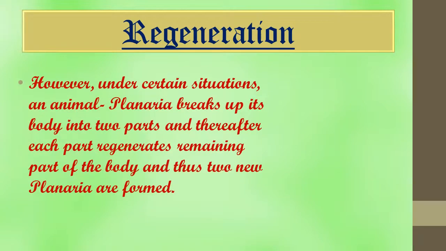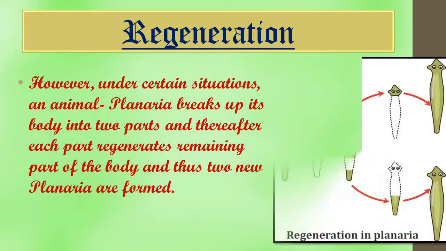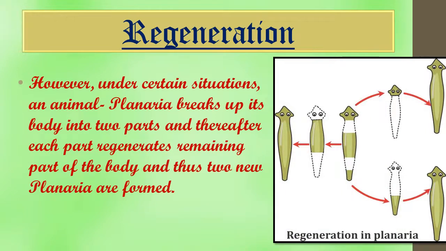Okay. Now student, however, under certain situations in the animal planaria, so this is an example of the animal planaria. Planaria breaks up its body into two parts, and thereafter each part regenerates the remaining part of the body, and thus two new planaria are formed.